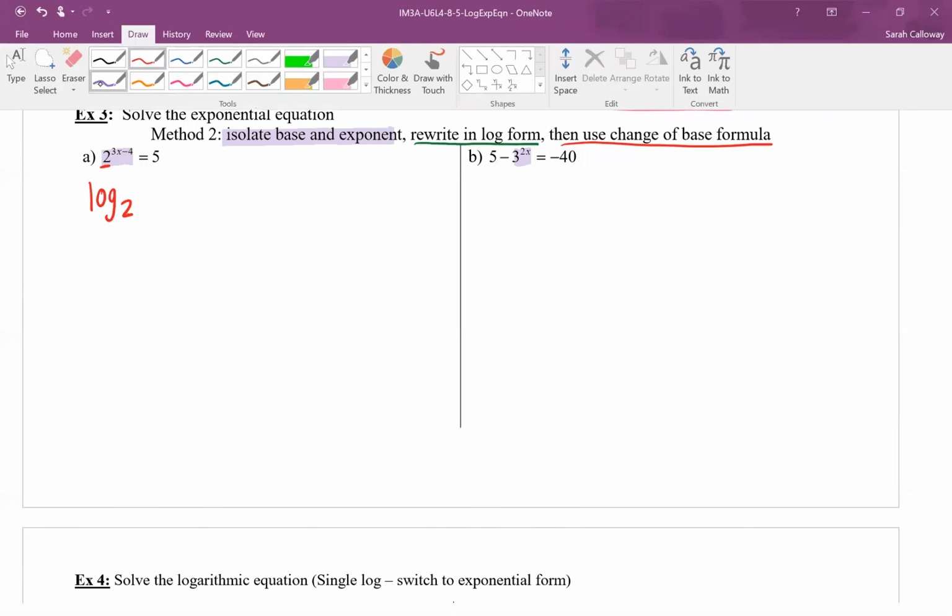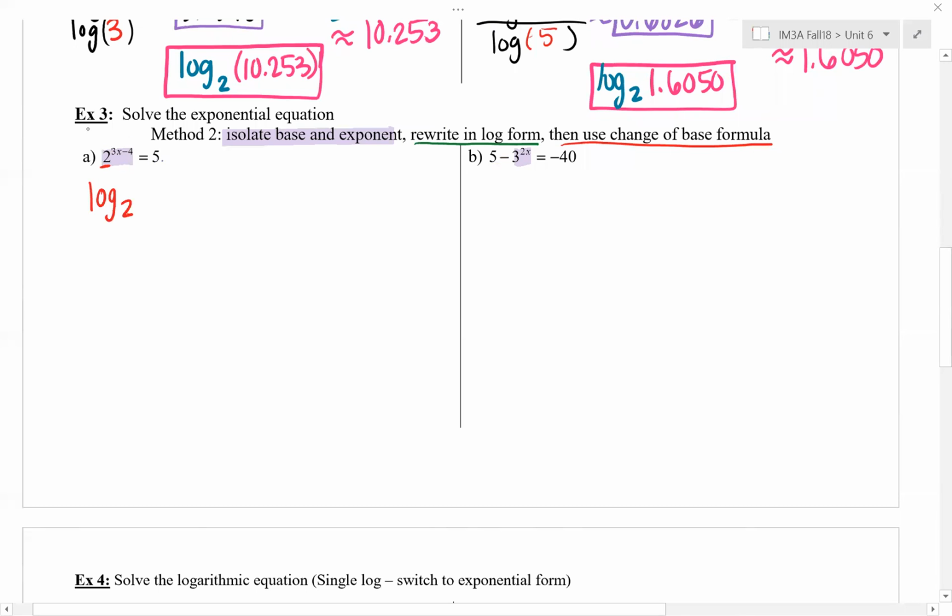The way that I like to think about it is that the 5 and the 3x minus 4 essentially switch sides compared to the equal sign. So the 5 goes with the log, and the 3x minus 4 goes over to the side where the log is not. Okay, so 2 to the 3x minus 4 equals 5 is equivalent to log base 2 of 5 equals 3x minus 4.